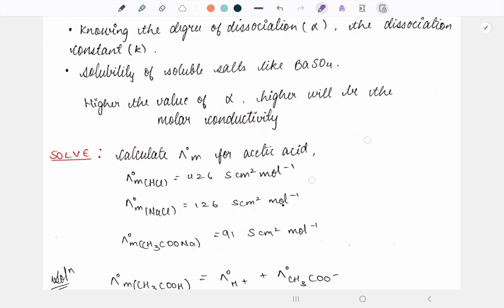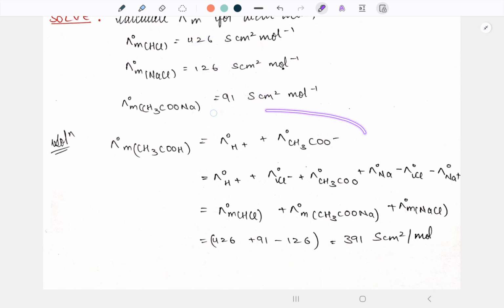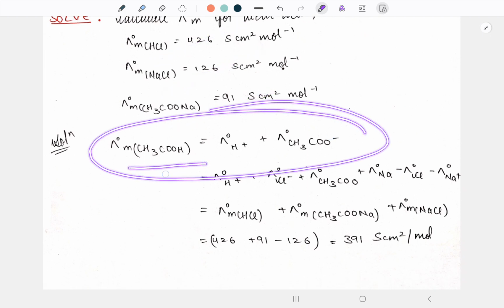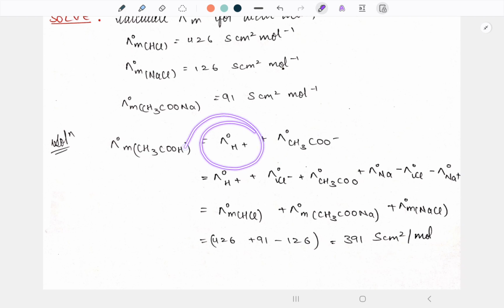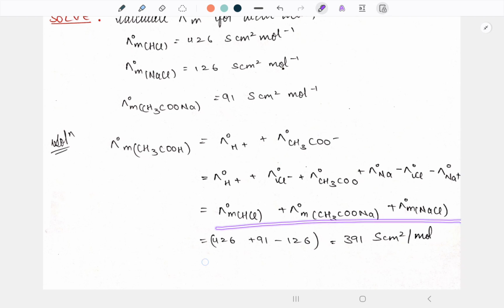Let us solve a question. So here we have to calculate the limiting molar conductivity for acetic acid. We are provided with the limiting molar conductivities of HCl, NaCl and CH3COONa. So here we can find out that for CH3COOH, we can find it with a combination of H plus and CH3COO negative. So by placing the individual ions and adding and subtracting the values, we get the answer to be 391 Siemens centimeter square per mole.